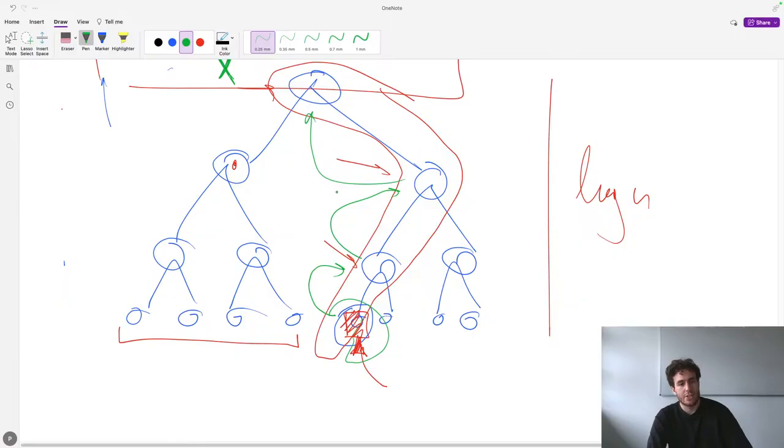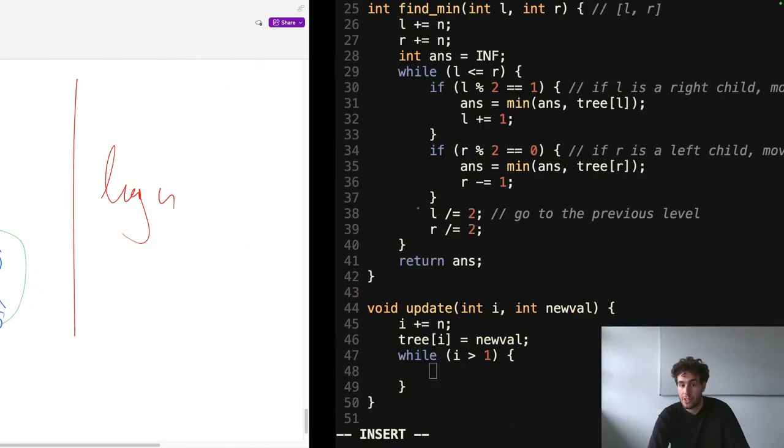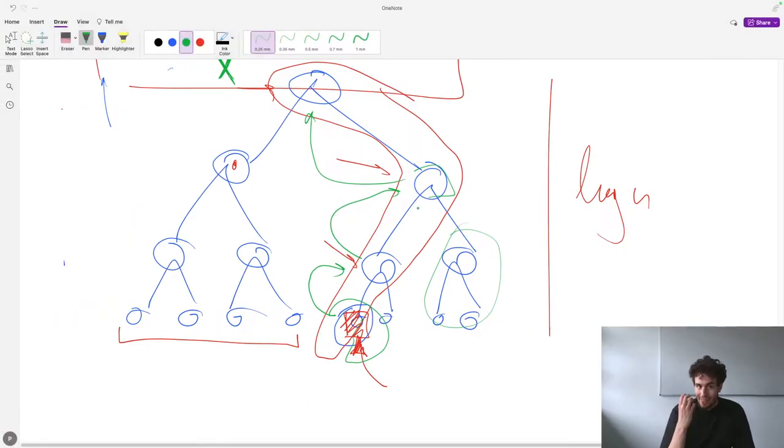I'm not sure I understand the question in the chat. Indeed, there are 2 children of every vertex here, but this part didn't change. So I don't need to change anything there. I only change the value here.